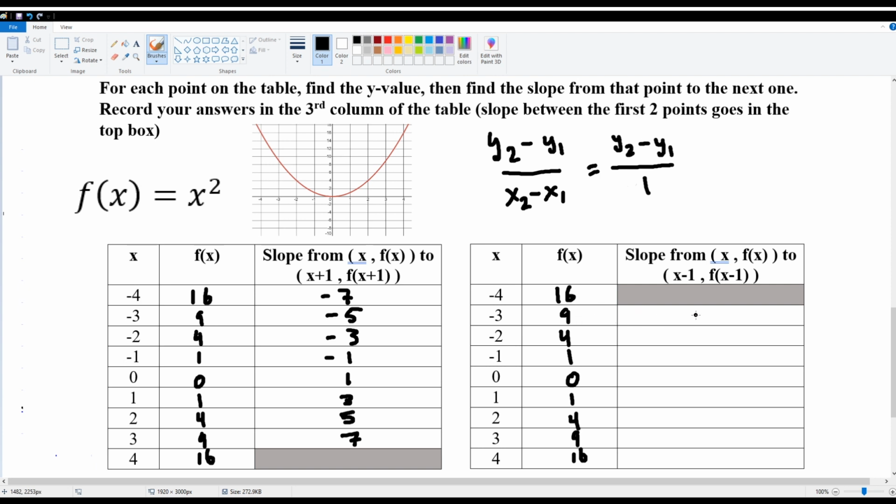9 minus 16 is -7. 4 minus 9 is -5. 1 minus 4 is -3. 0 minus 1 is -1. 1 minus 0 is 1. 4 minus 1 is 3, 5, and another 7. We also can't get this first box because, just like over here, we don't have the x value that comes before this, although we could get it.